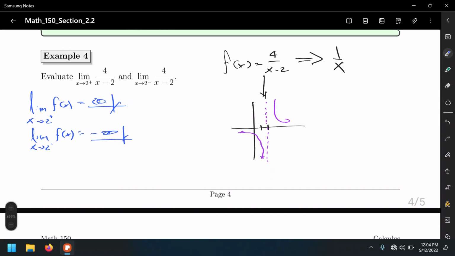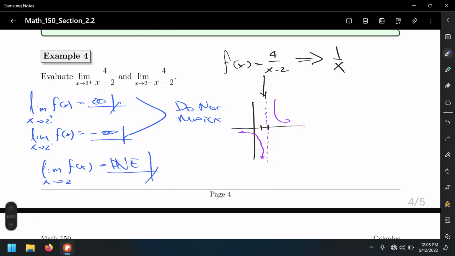Alright, so let's observe these two limits. We're looking at the limits from both sides, from the left and from the right. Now, what would be the limit of f of x as x approaches plain vanilla 2? Not left, not right. Does not exist. Why does it not exist? These two limits disagree. They do not match. So for this reason, the limit does not exist. Alright, let's see what's next.